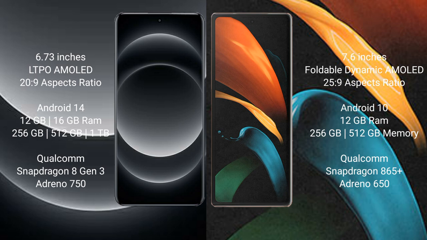Xiaomi 14 Ultra comes with 12GB, 16GB RAM and 256GB, 512GB, 1TB internal storage. Qualcomm Snapdragon 8 Gen 3 processor and GPU Adreno 750. Samsung Galaxy Z Fold 2 comes with 12GB RAM and 256GB, 512GB internal storage. Qualcomm Snapdragon 865 processor and GPU Adreno 650.